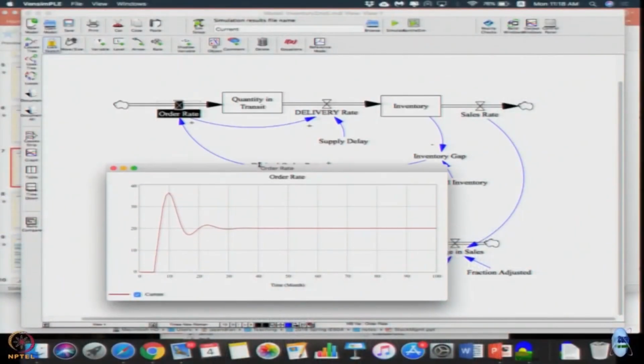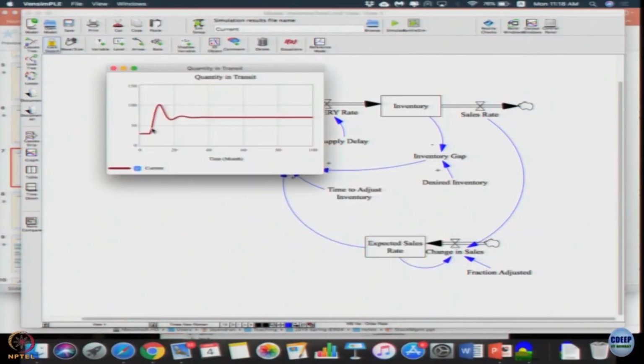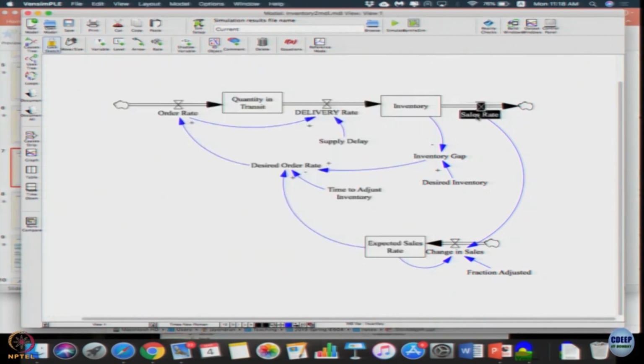If order rate is going to oscillate, quantity in transit was 0, then it starts to oscillate. Inventory will oscillate. Initially, it falls down and then slowly oscillates around the mean, or around the desired value. It oscillates and then reaches steady state. Sales rate will also oscillate?